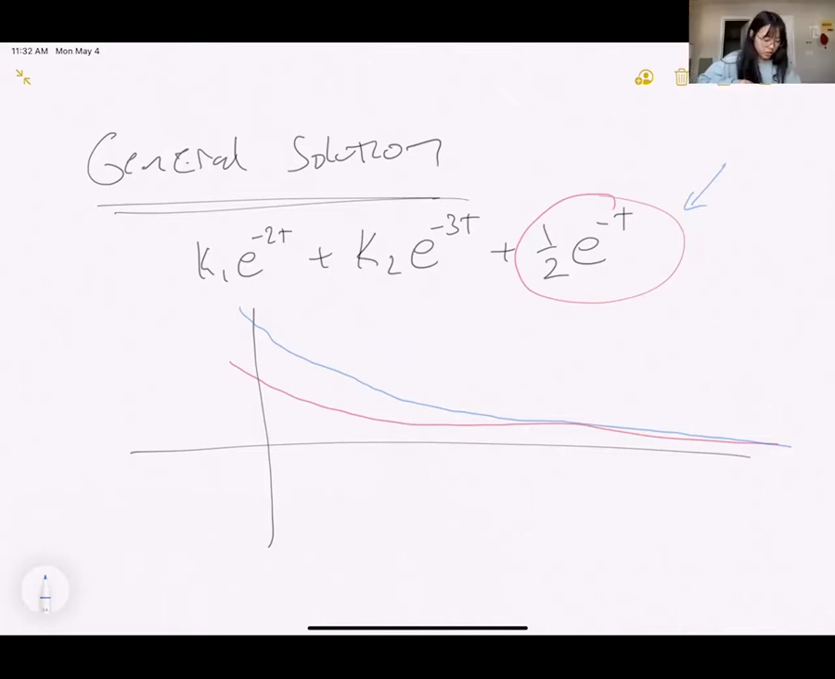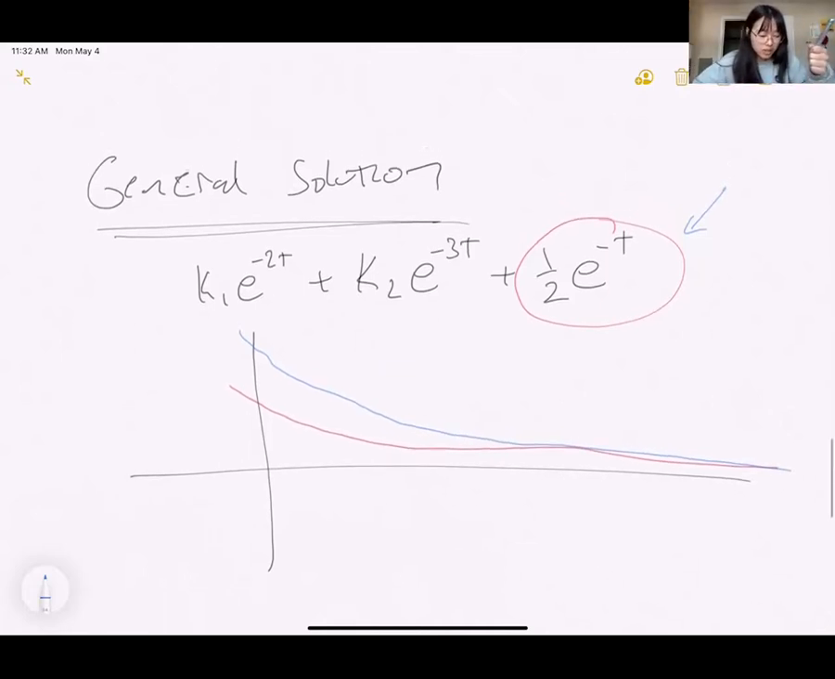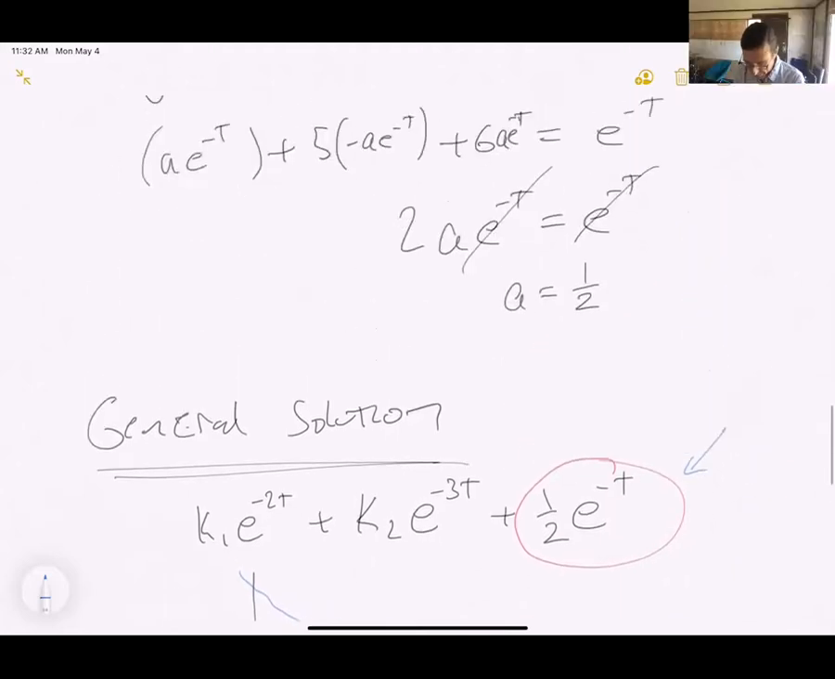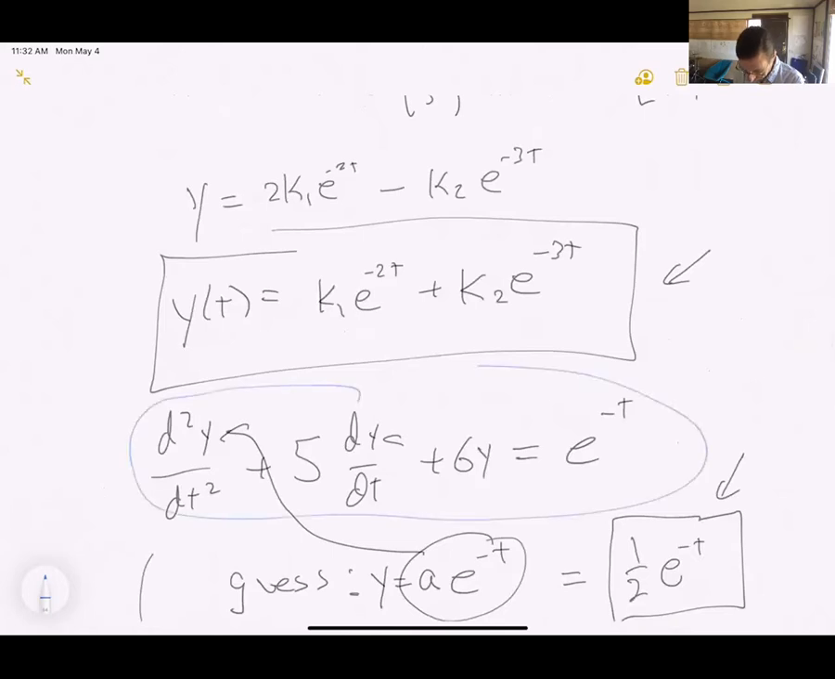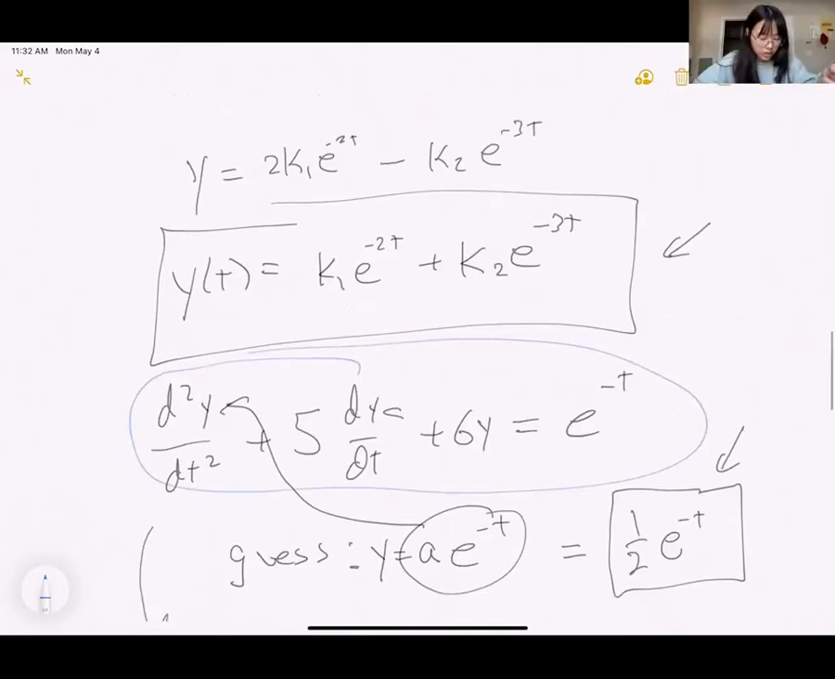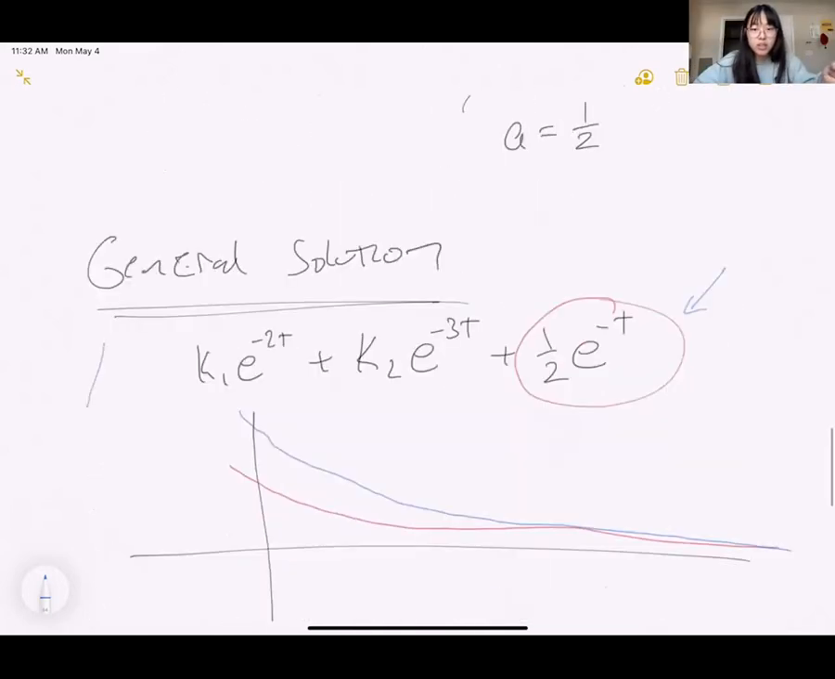Professor, I had a question. When you say the general solution, what is that the general solution to? Like, what is that whole thing equal to? That's the general solution of the original equation. So 1/2 e to the minus t is a specific solution when k1 and k2 are 0. But if you want the set of all solutions, then k1 and k2 can be anything.